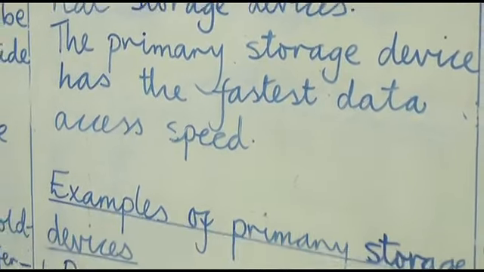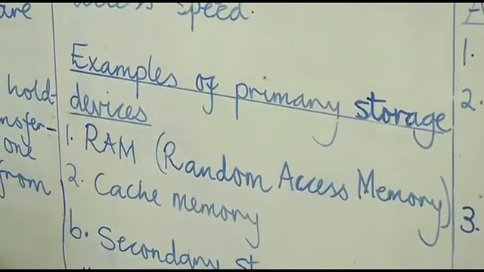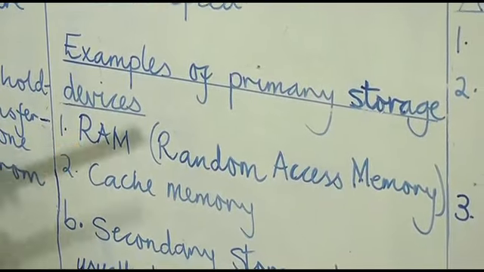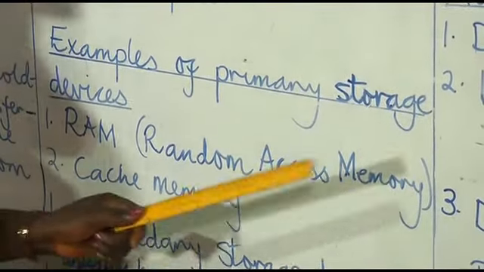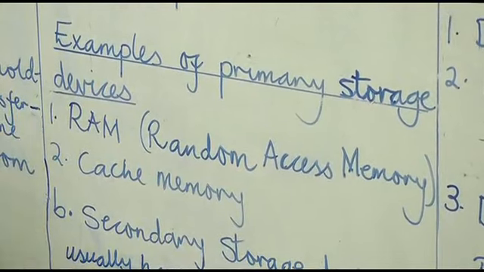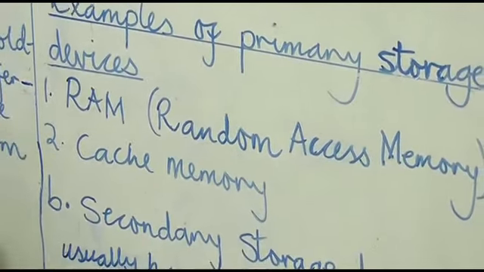Can we see examples of these primary storage devices? Yes, we can. What are they? We have our number one here to be RAM. What's the meaning of RAM? Random access memory. The second example here is cache memory.